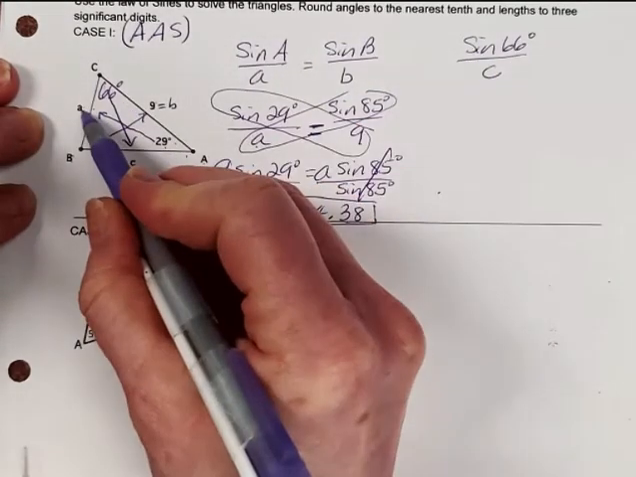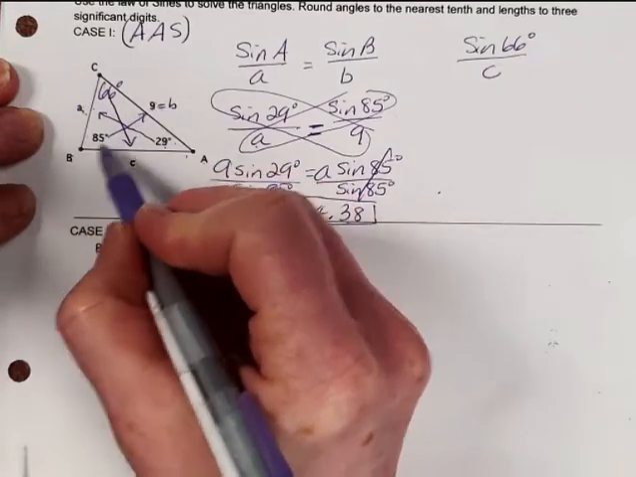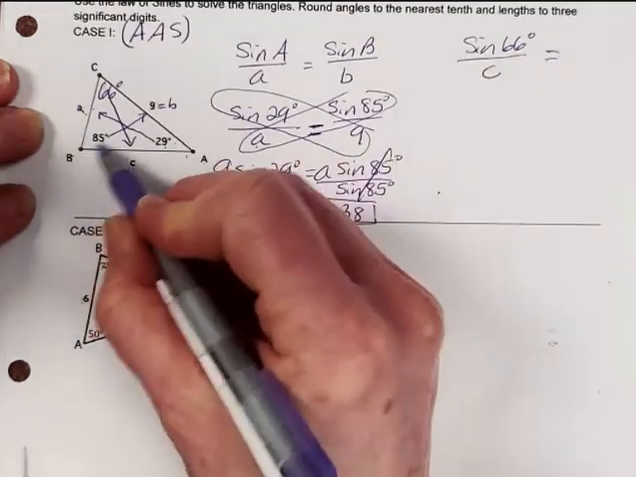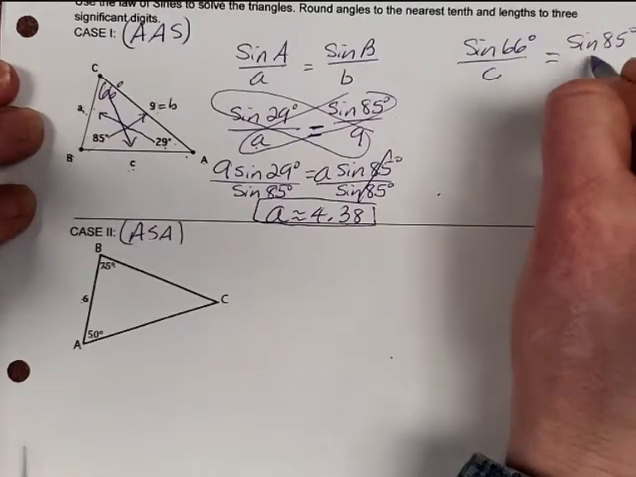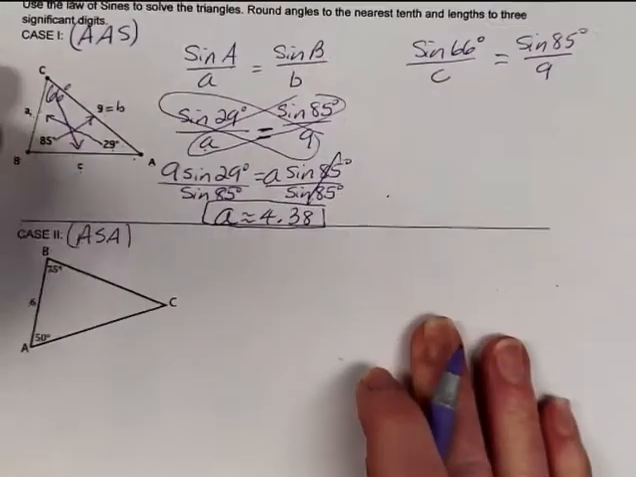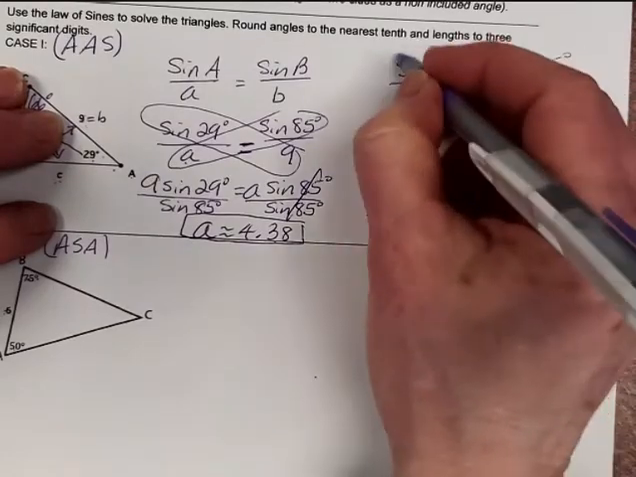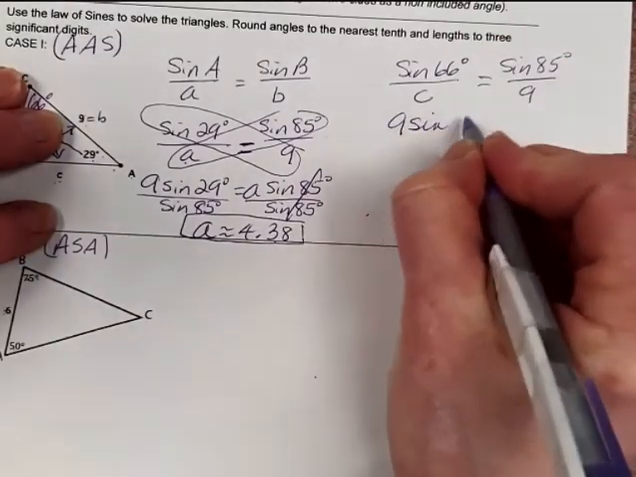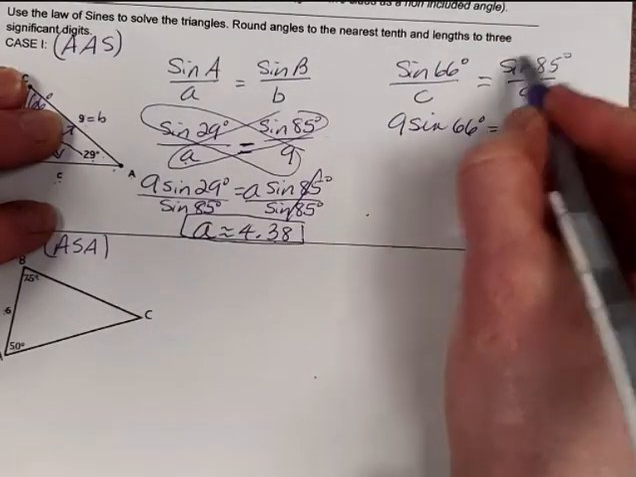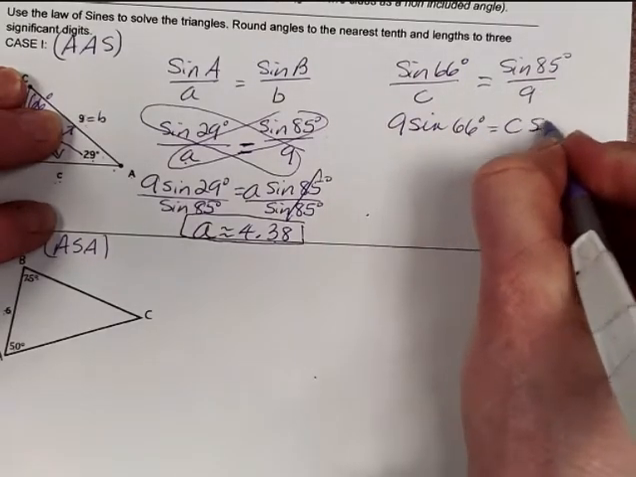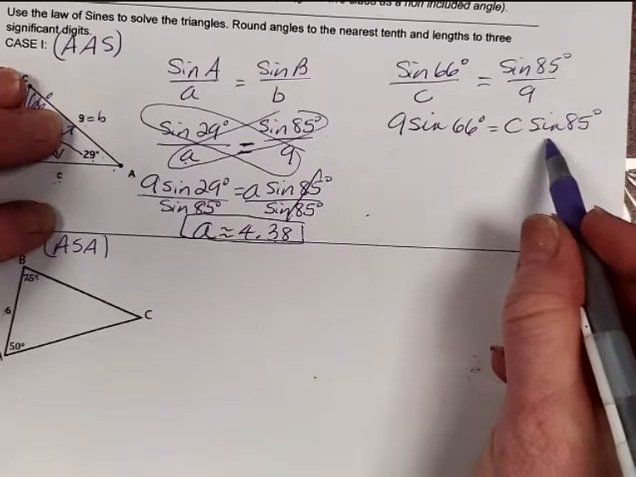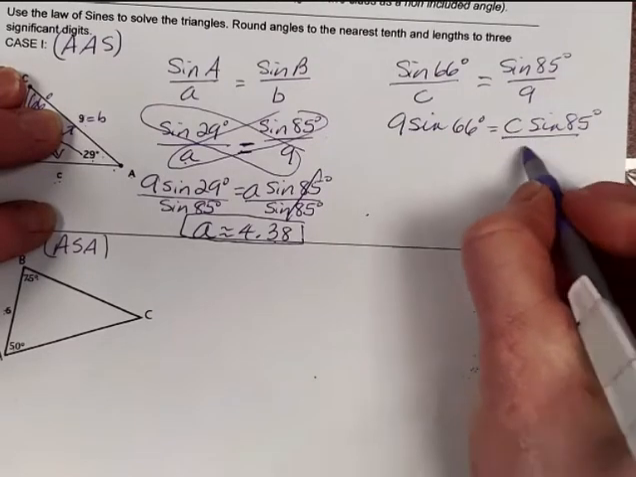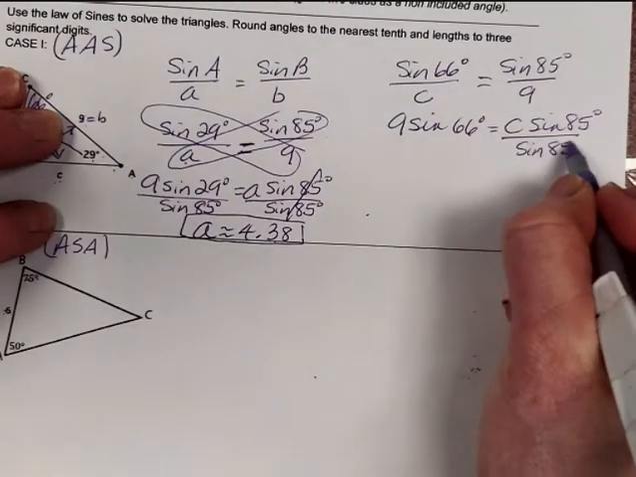And I can go this way if I want to because I know what this is, but I'll go this way. Sine of 85 degrees is to 9. And to solve that equation, again, I know that 9 times the sine of 66 degrees is equal to c times the sine of 85 degrees. And to solve for c, all I need to do is divide each side by whatever the sine of 85 degrees is.